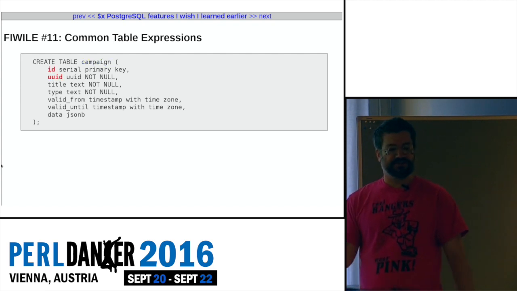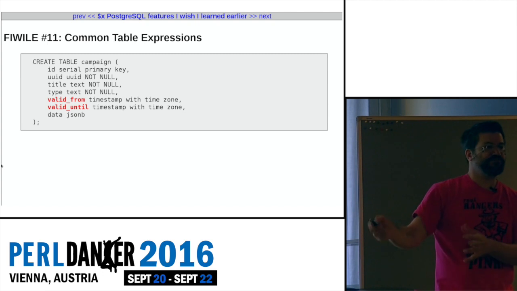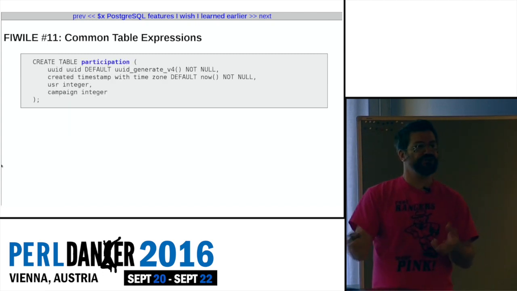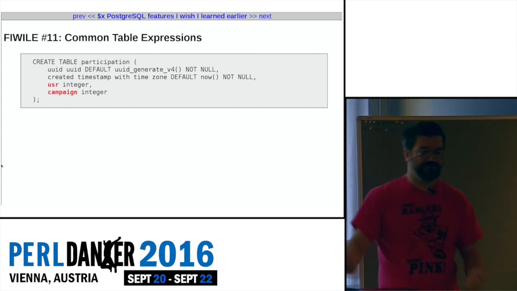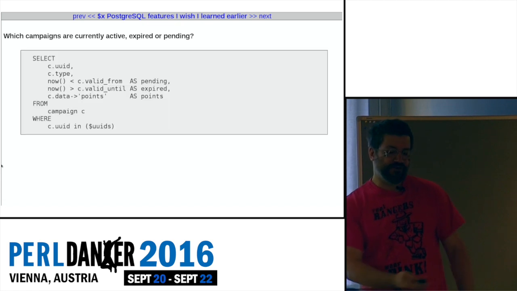This is the database, so there's the campaign table, which has an ID, some type, and some data. Very simple run-of-the-mill table. And this is the table joining the user with the campaign. It's also a very simple linking table. So which campaigns are currently active, expired, or pending?